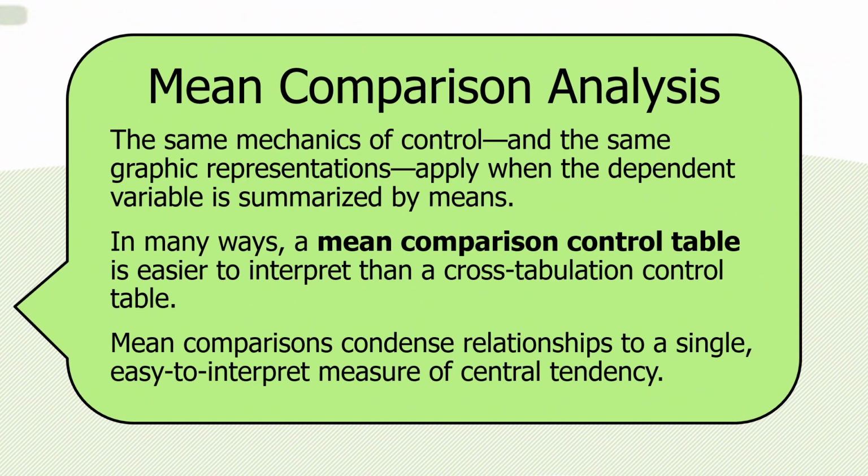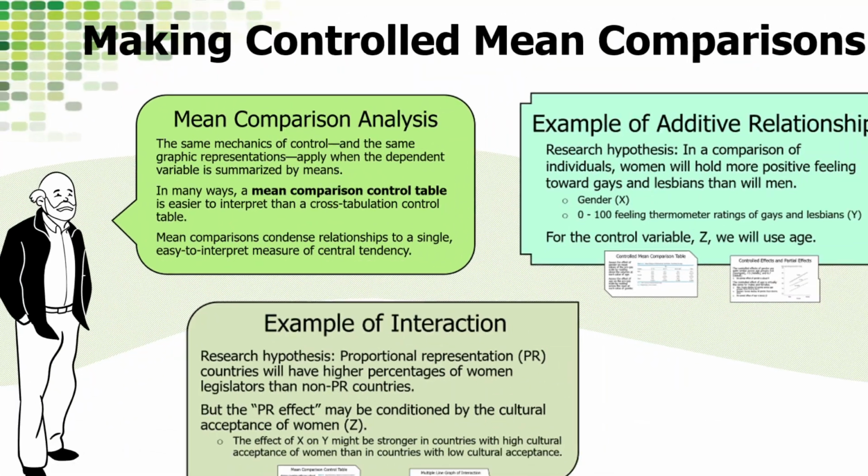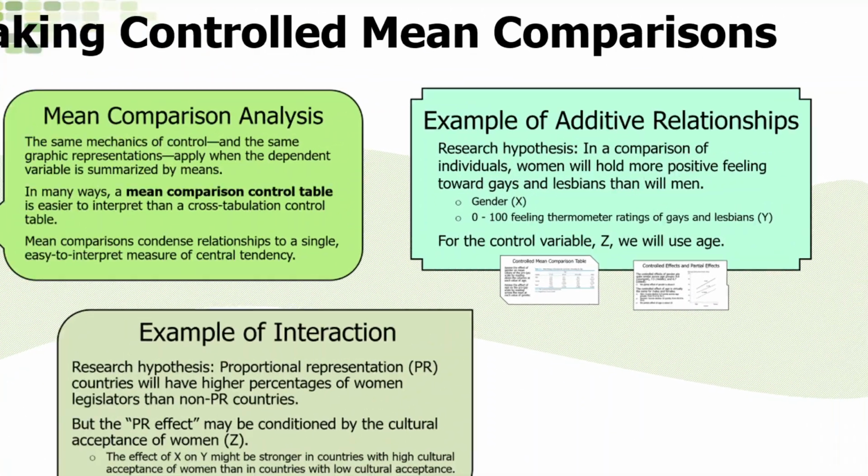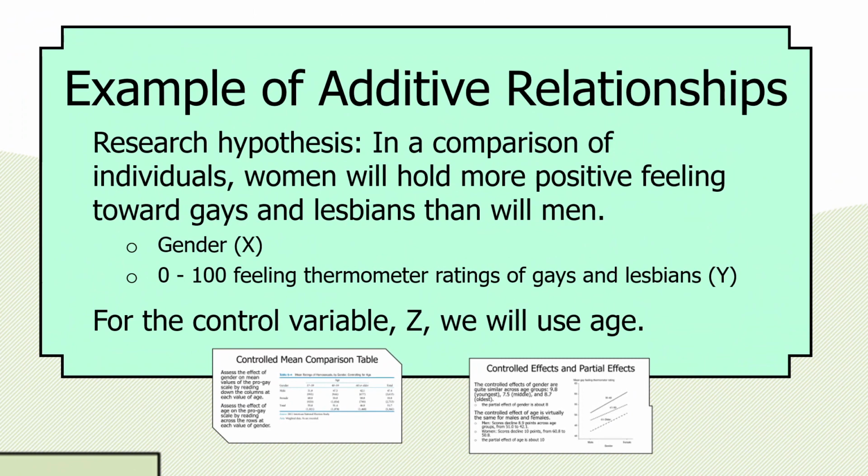Now let's look first at a set of additive relationships here. It's another gender gap hypothesis. Here's the basic hypothesis. In a comparison of individuals, women will hold more positive feelings toward gays than will men. So in this hypothesis, the independent variable X is gender, and the feeling thermometer rating of gays is the dependent variable. I believe the feeling thermometers have come up before, but let me just review.